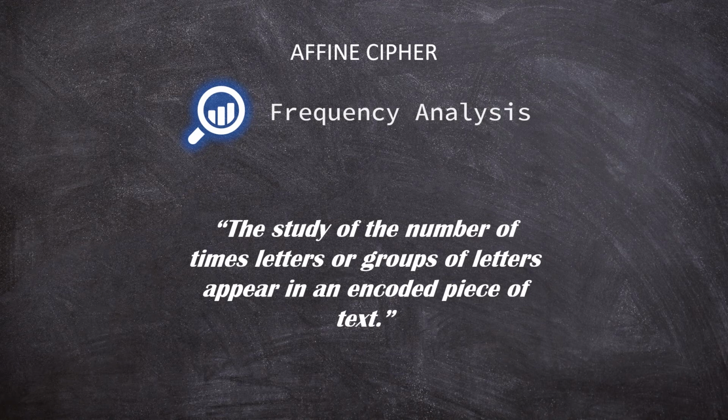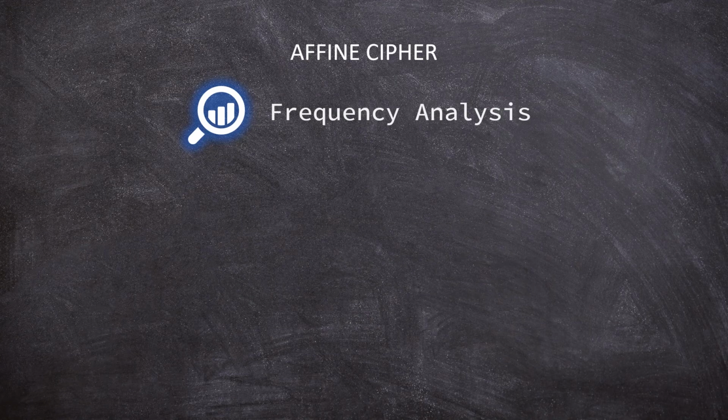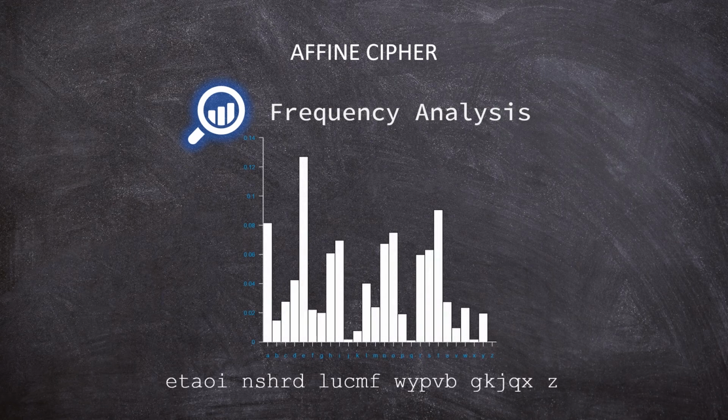In a nutshell, the frequency analysis attack relies on the fact that certain letters appear more often than other letters within a given language. In the English language, for example, the letter E stands out as the most likely to appear in any given piece of text, while the letter Z is the least likely. You can see here the distribution chart for each letter in the English language, and at the bottom, the order of letter frequency from the most frequent to the least frequent.